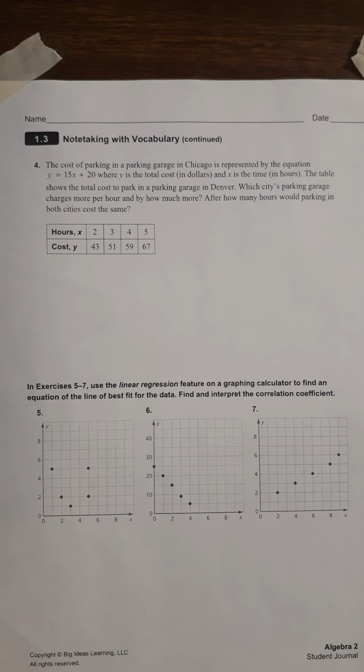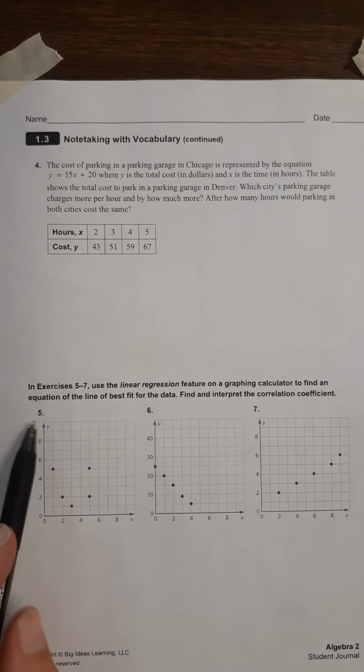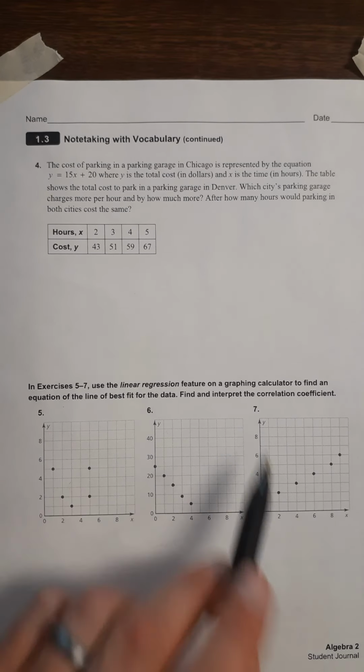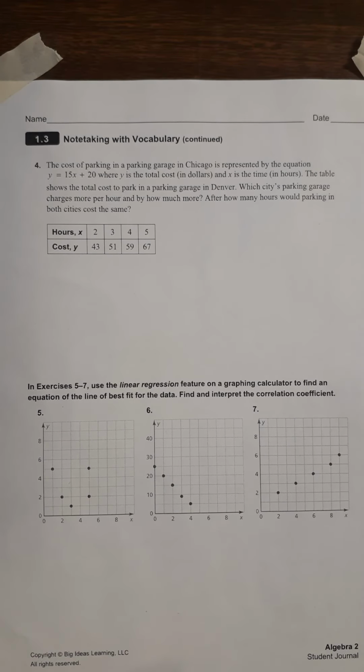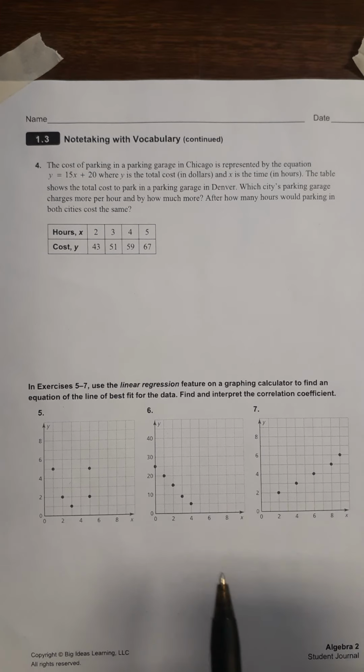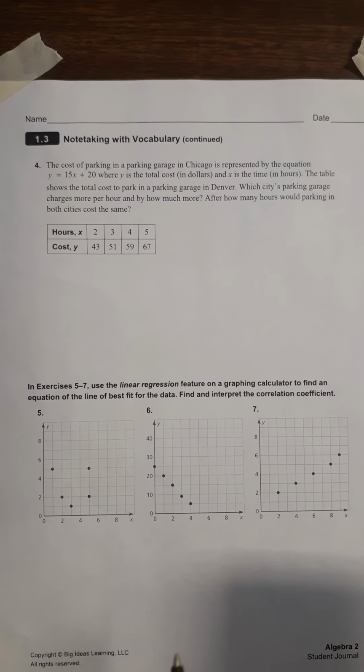Welcome back, Mathies. We are going to finish our 1.3 notes, which means we're going to do problems 5, 6, and 7 on page 17 of your student journal. To do this, you need your student journal out. You also have to have a graphing calculator for this one. So please get your graphing calculator out and let's get to work.